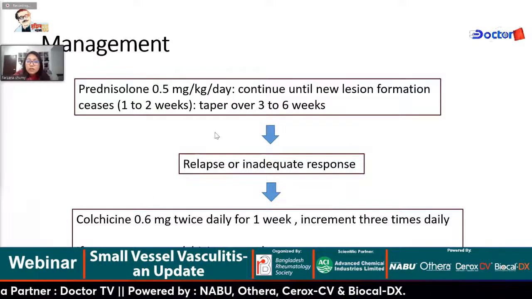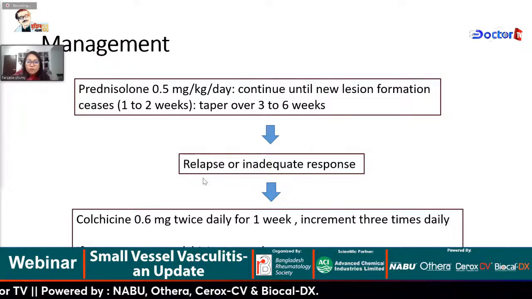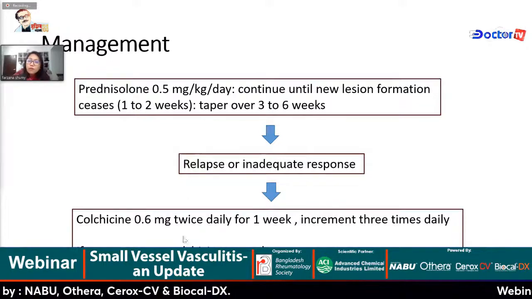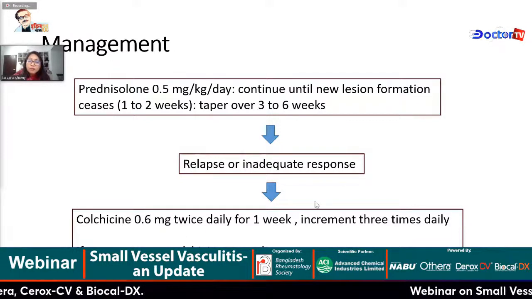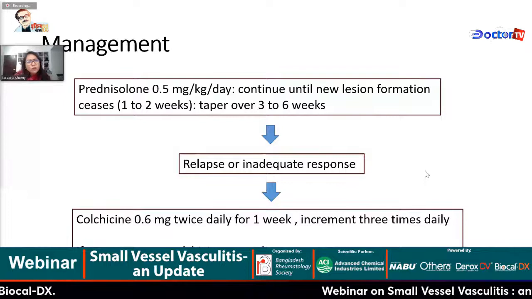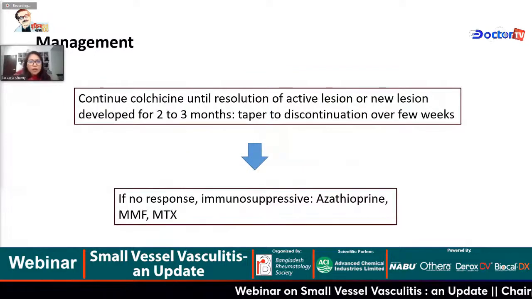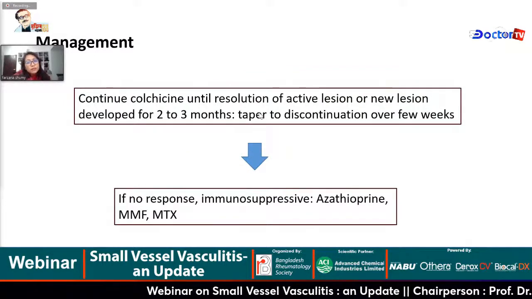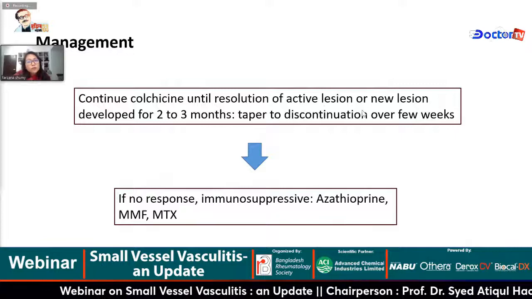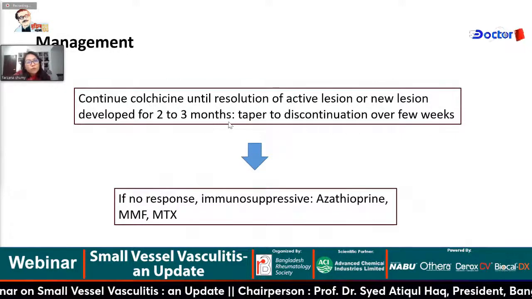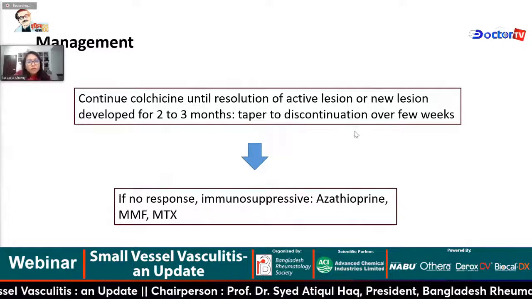But if the lesion relapses or there is inadequate response, we can add colchicine. We can increase the dose of colchicine as well as start dapsone, and we can also combine colchicine and dapsone. We can continue colchicine until resolution of active lesions or until no new lesions develop for 2 to 3 months. We can taper to discontinuation over 4 weeks.